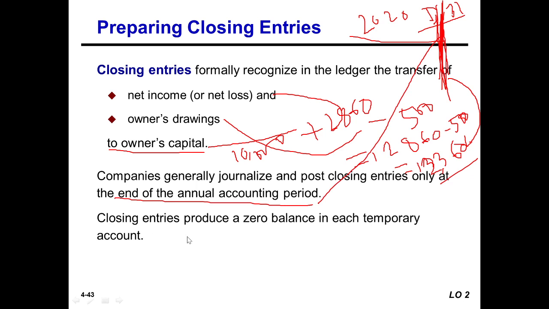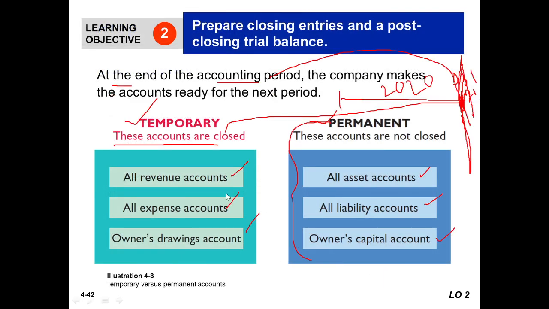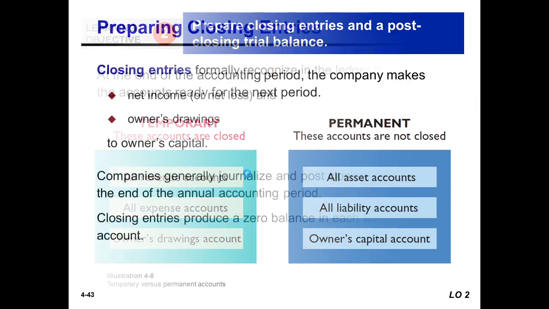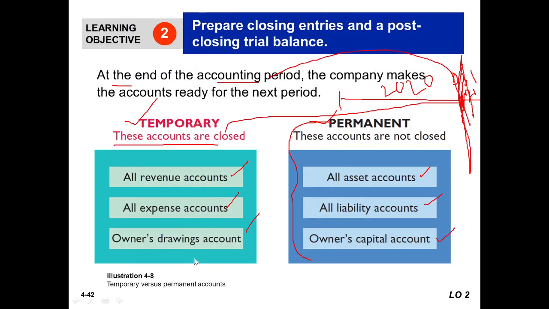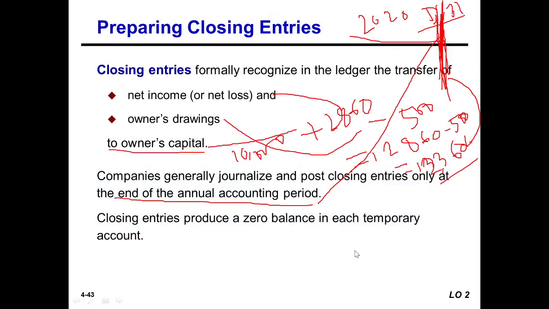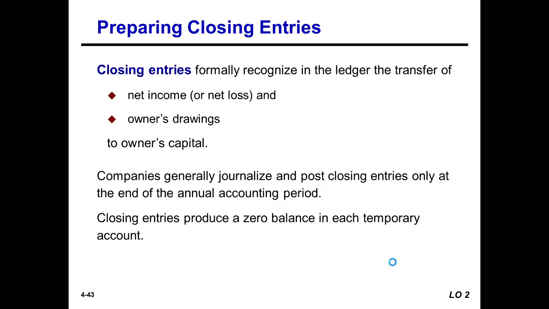The closing entries produce a zero balance in each temporary account. As we saw in the earlier slide, all revenue accounts are temporary accounts and these accounts are closed. All revenue balances will be zero, all expense account balances will be zero, and the drawings account balance will be zero. So closing entries produce a zero balance in revenue accounts, expense accounts, and drawing accounts. I think everybody is clear now.